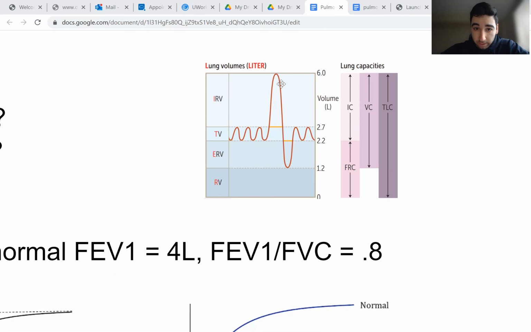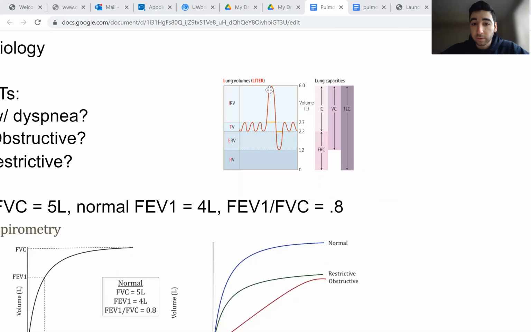So this part right here is going to be important because when you breathe out quickly, there's something that doctors like to measure called FEV1, as I'm sure you guys know. And FEV1 is the forced expiratory volume in 1 second. And they like to compare that volume to the FVC, or the forced vital capacity, which is this entire graph here.